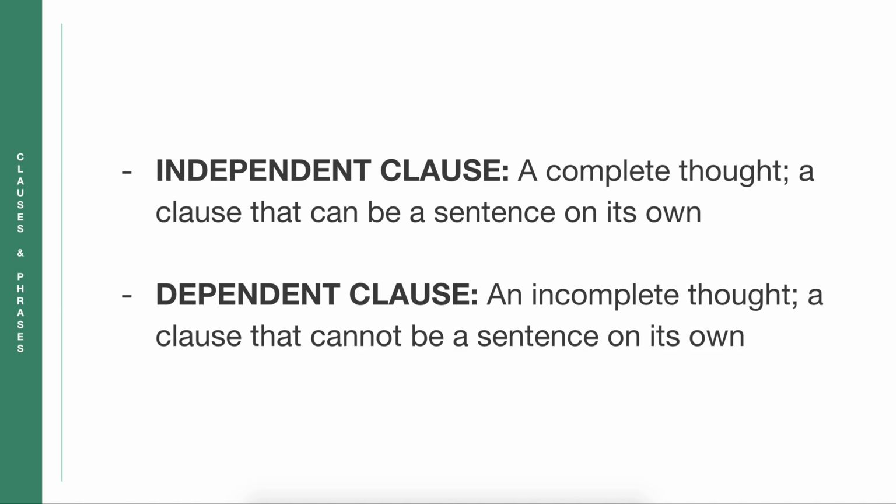A dependent clause, on the other hand, depends on extra information. It cannot be a sentence on its own. And primarily, dependent clauses are usually just incomplete thoughts. So we still have a subject and verb. They just don't make sense by themselves. So an independent clause can be a sentence by itself. A dependent clause cannot. And we will look at some examples of those.